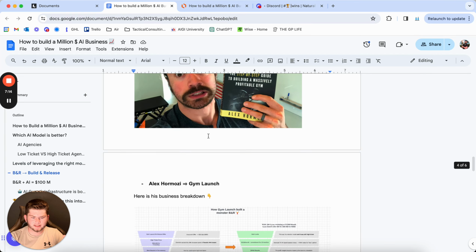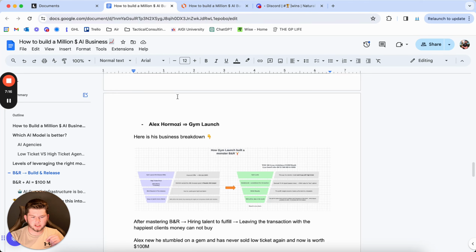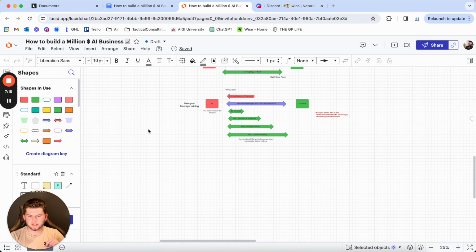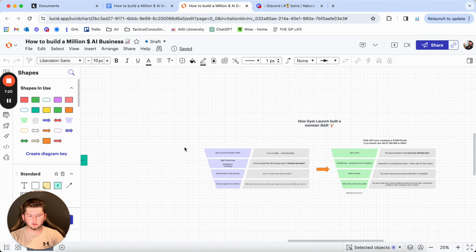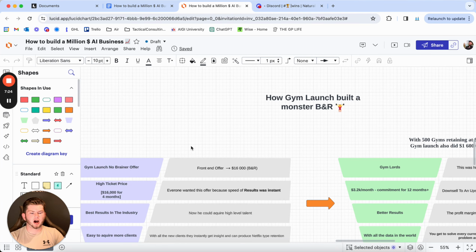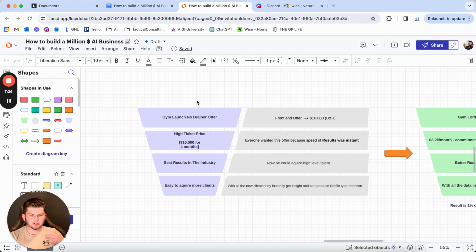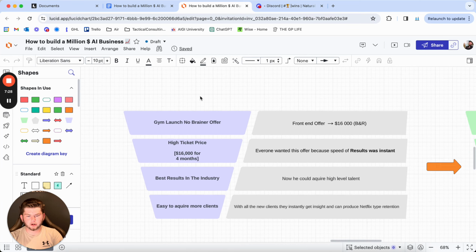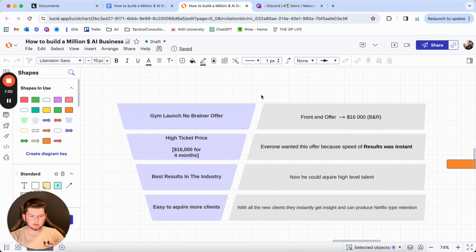So let me show you my exact point. Axiomosi with Gym Launch. And here's a business breakdown of exactly what he actually did to do this. So he essentially built the monster of build and release. Gym Launch had a no-brainer offer. Their front-end offer was $16,000. They had a high ticket price, which was $16,000 for 4 months. Everyone wanted this offer because the speed of results was instant and word got around of that.